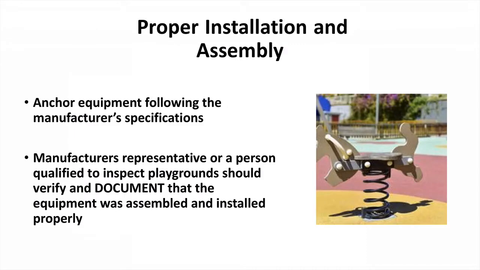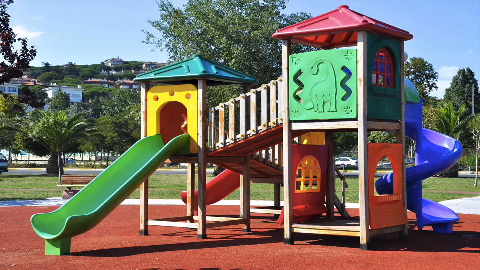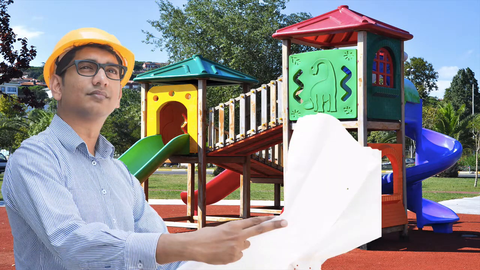Proper installation and assembly is critical to maintaining stability and integrity of playground structures. Make sure you anchor all play equipment to your manufacturer's specifications. Have a manufacturer's representative or a person qualified to inspect playgrounds verify and document that the equipment was assembled and installed properly. Equipment not installed or assembled properly is not safe.